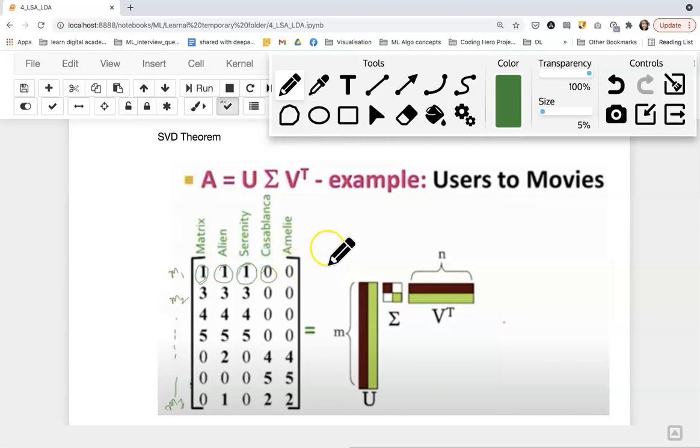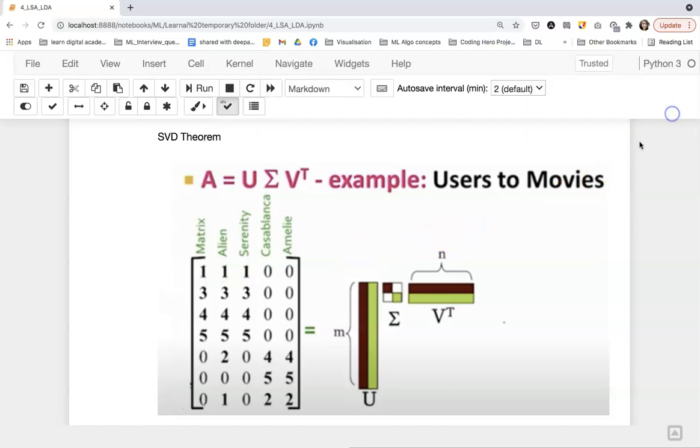Now I want to reduce this user to movie matrix with the help of SVD. We can decompose it into U, sigma and V transpose. Fine. Now let's move forward further.